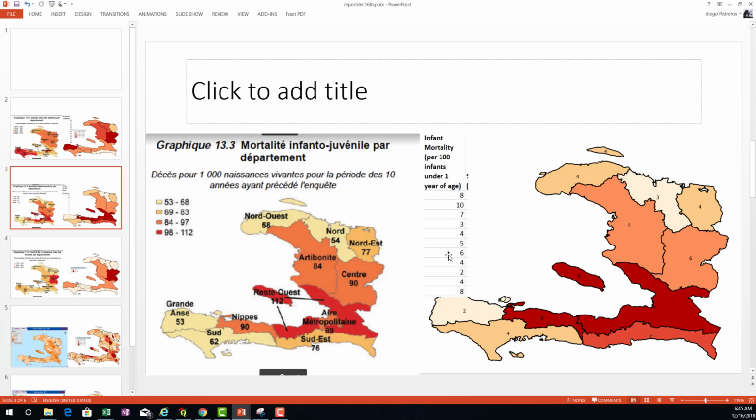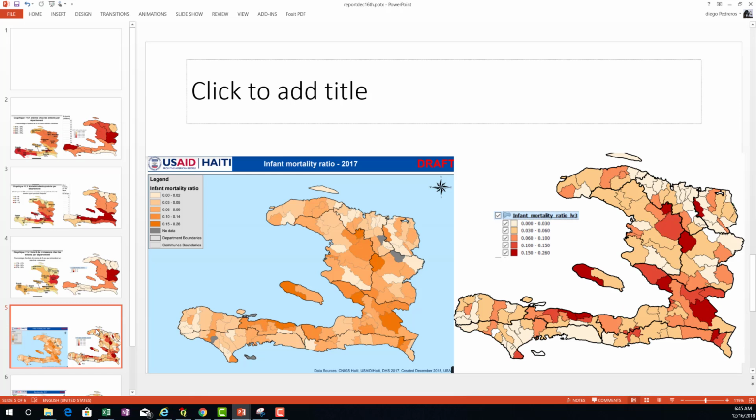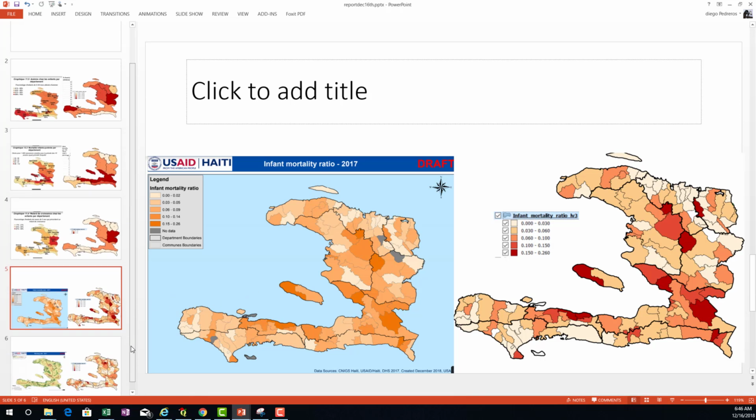So that's the case. Then here we have infant mortality ratio, and this one also maps pretty well. We get everything, even these white areas that we don't have data for, and here it looks very similar. So this one gives us hope too.